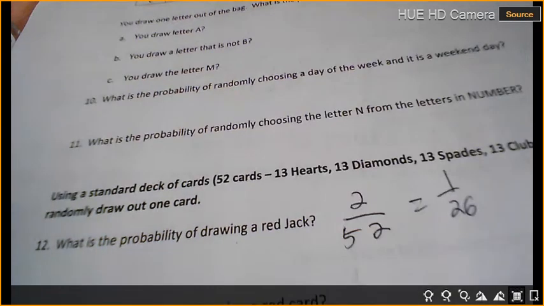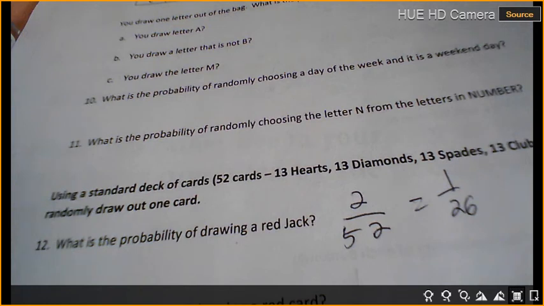Is there any of these that you're reading over that you might have questions on? So if you're looking, you draw 1 letter out of the bag. You guys are okay with that? What's the probability of randomly choosing a day of the week that is a weekend? No questions about any of these?